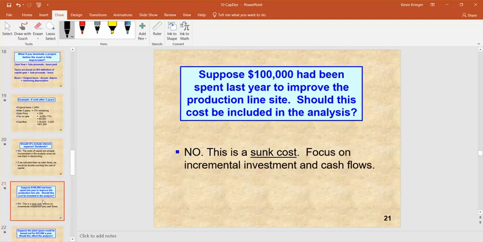The sunk cost, here's a couple more examples of what is and isn't material. So what's incremental and what's not. If you're thinking about concept type questions that you might be asked on this sort of chapter.